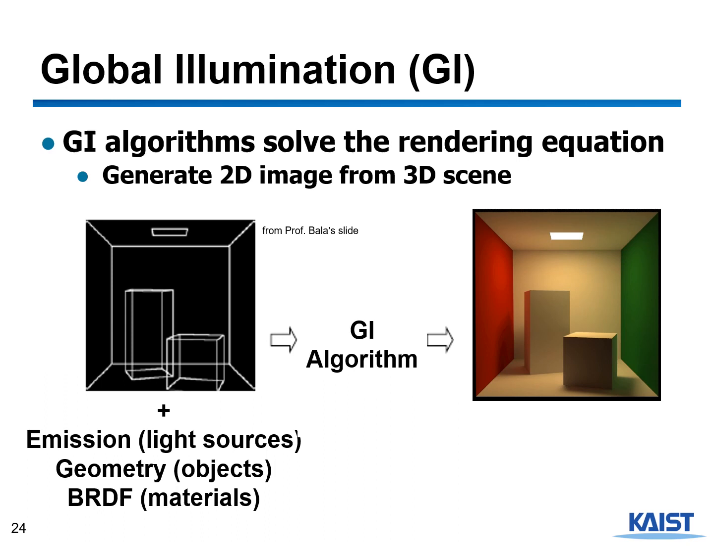There are many terms used for generating these realistic images. One such term is global illumination. Global illumination algorithms solve the rendering equation. Basically, it generates a 2D image out of these 3D scenes. 3D scenes have information about the emission of the light sources, the geometry that describes the object shapes, and BRDF, which represents the appearance model. Then global illumination, a physically based rendering technique, can generate these kinds of realistic rendered images.